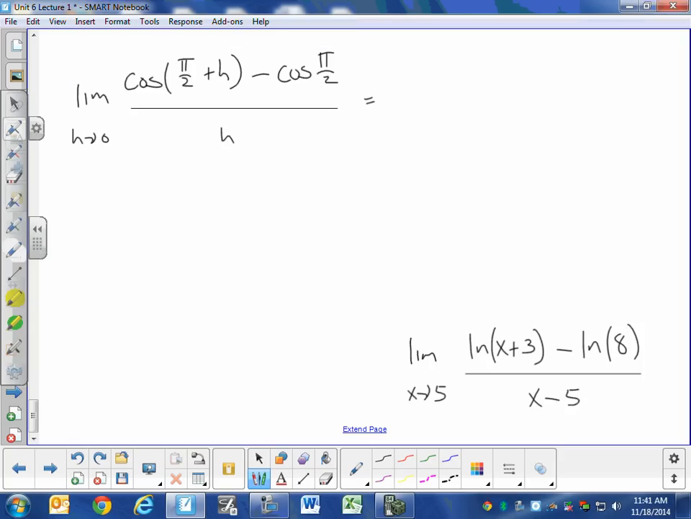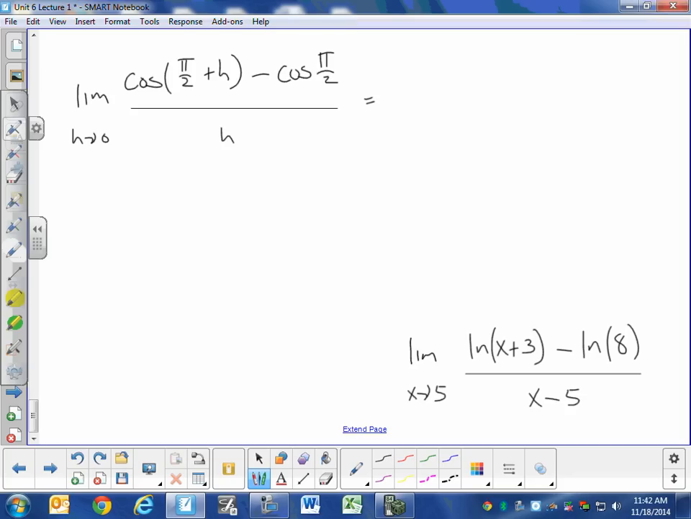Who got an answer? Strobel tree, did you get something? Yep, what's that equal to? So you take the derivative of that, the negative sign times that times 0 is 0?